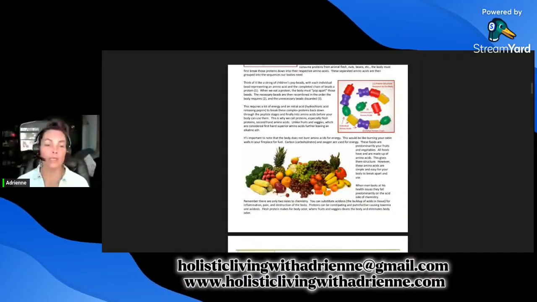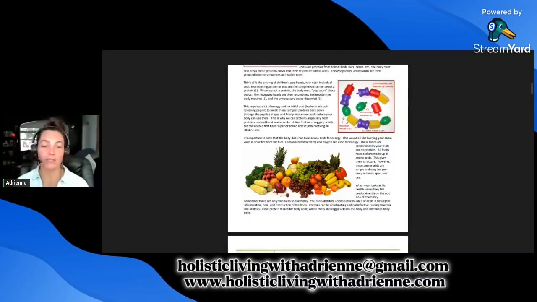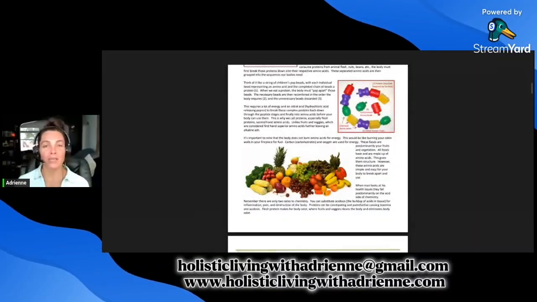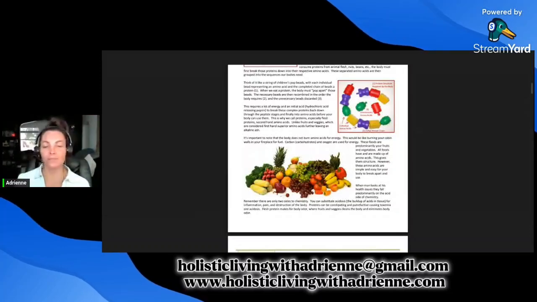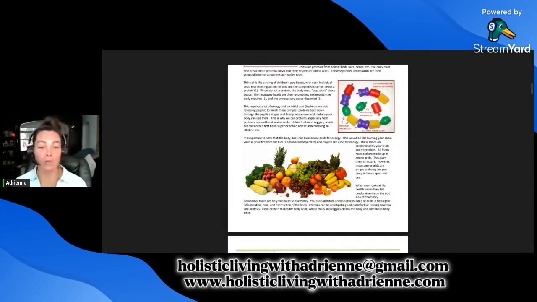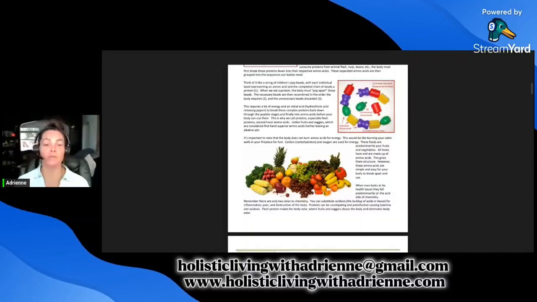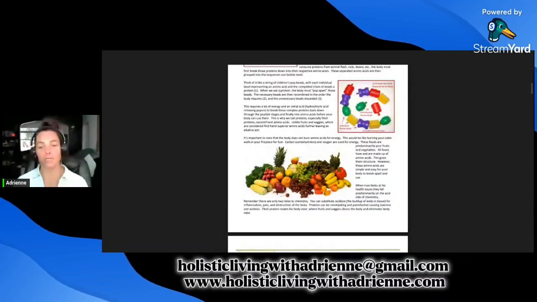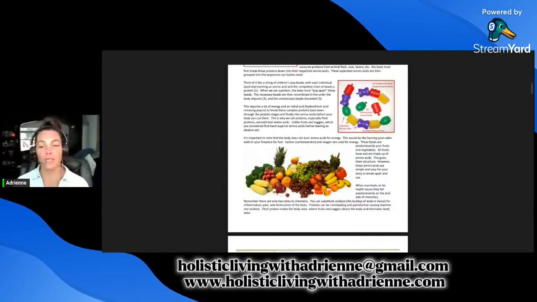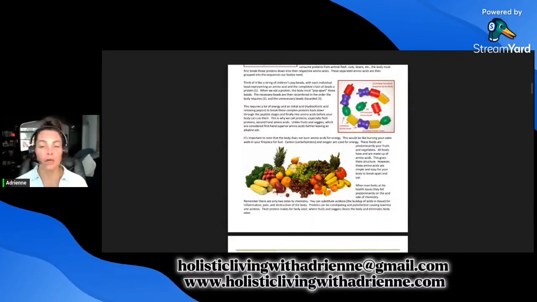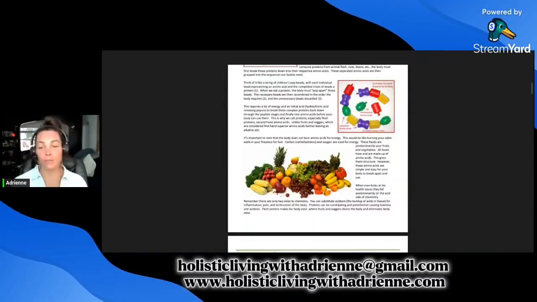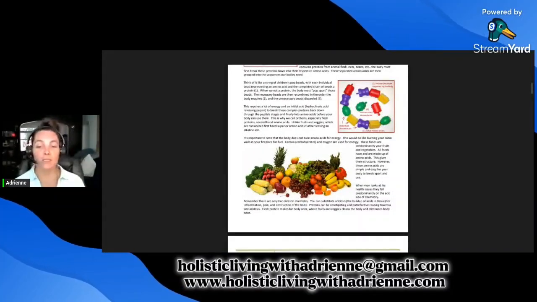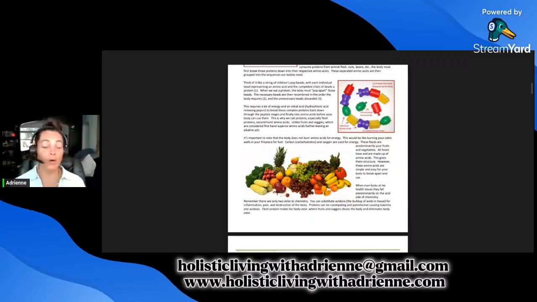It's important to note that the body does not burn amino acids for energy. That is a huge part, guys. Proteins do not give your body energy. This would be like burning your cabin walls in your fireplace for fuel. Carbon, carbohydrates, and oxygen are used for energy. These foods are predominantly your fruits and vegetables. All foods have and are made up of amino acids. This gives them structure. However, these amino acids are simple and easy for your body to break apart and use.